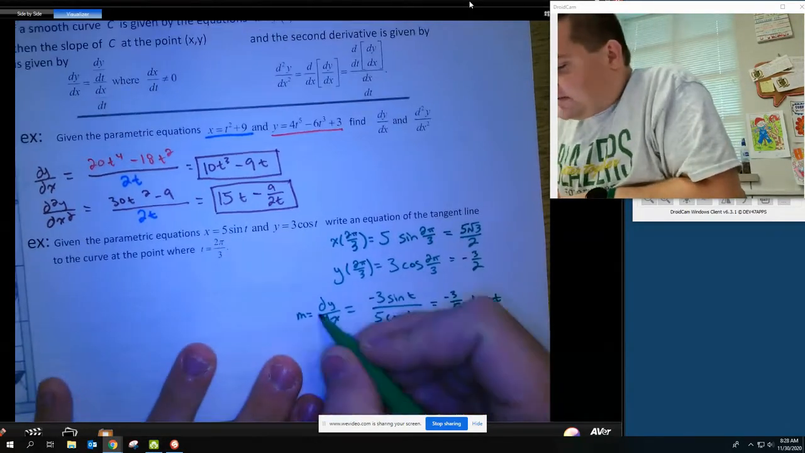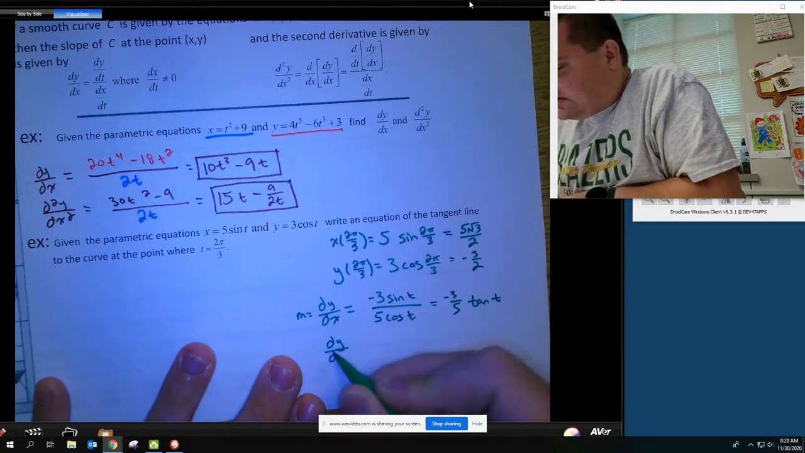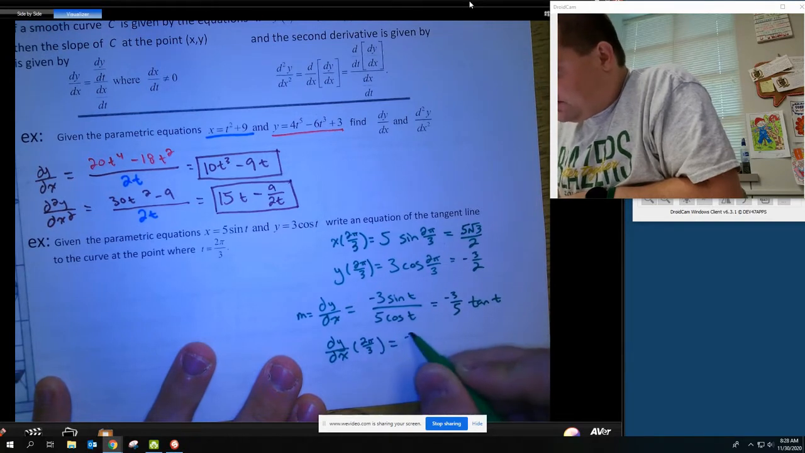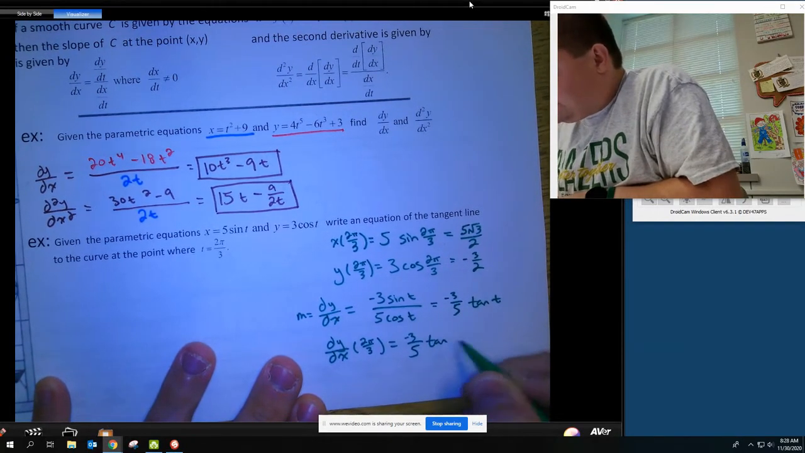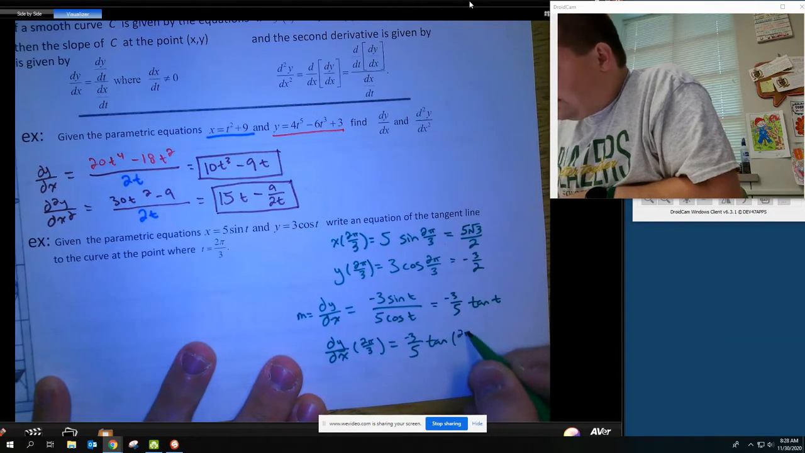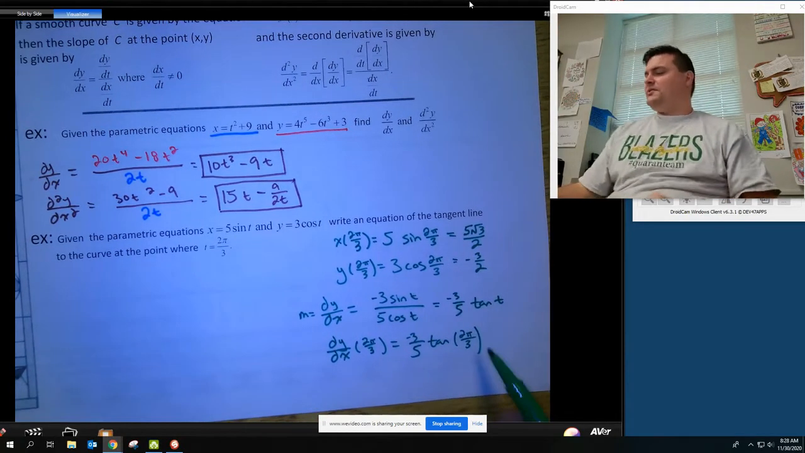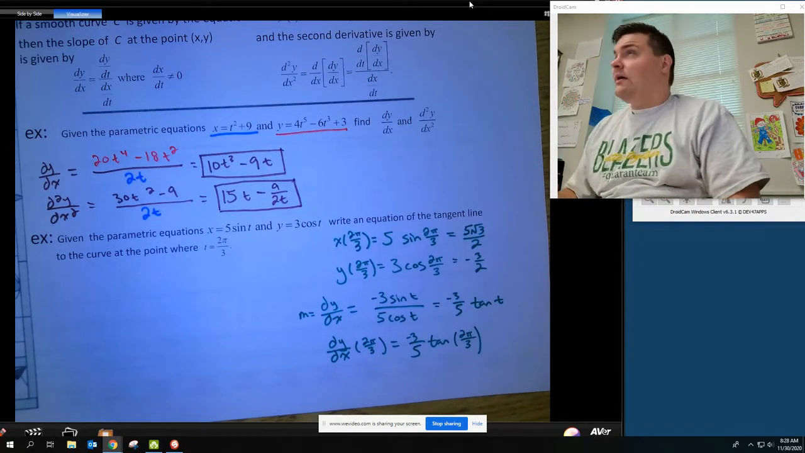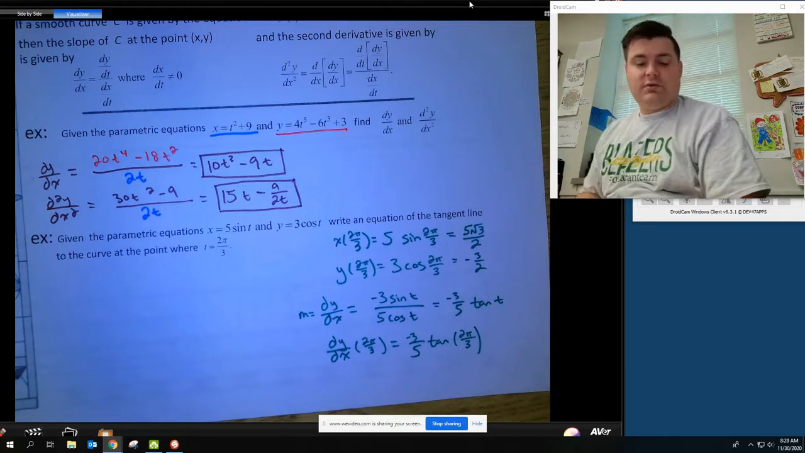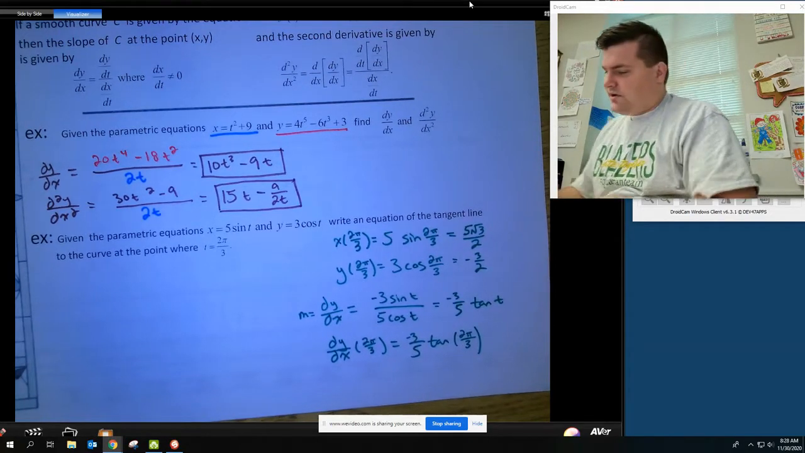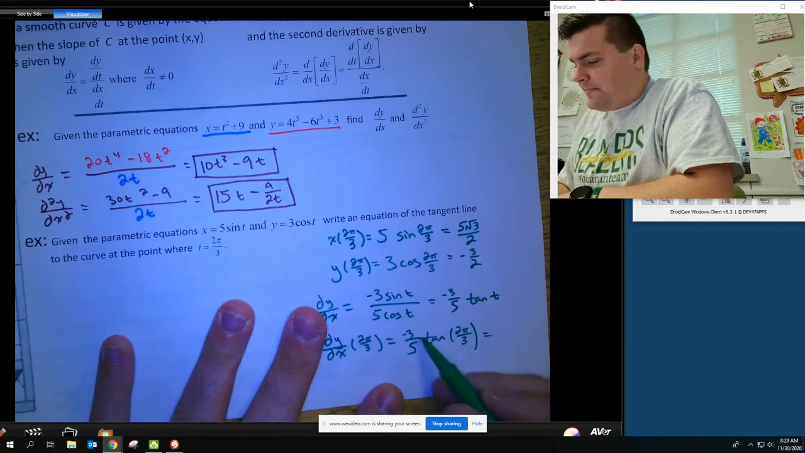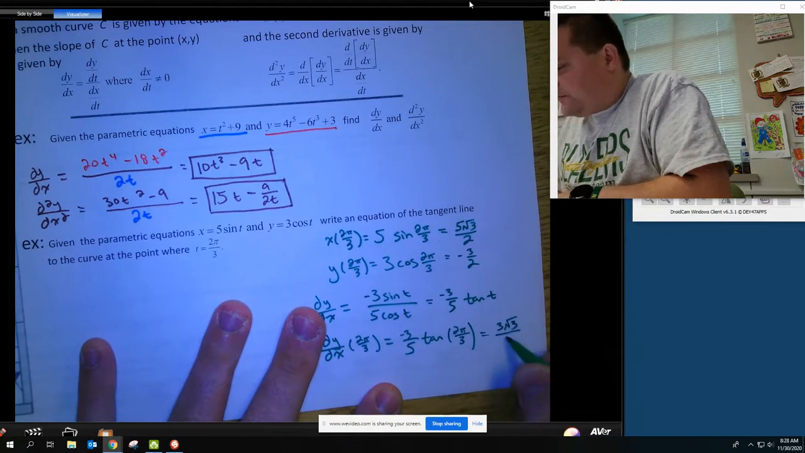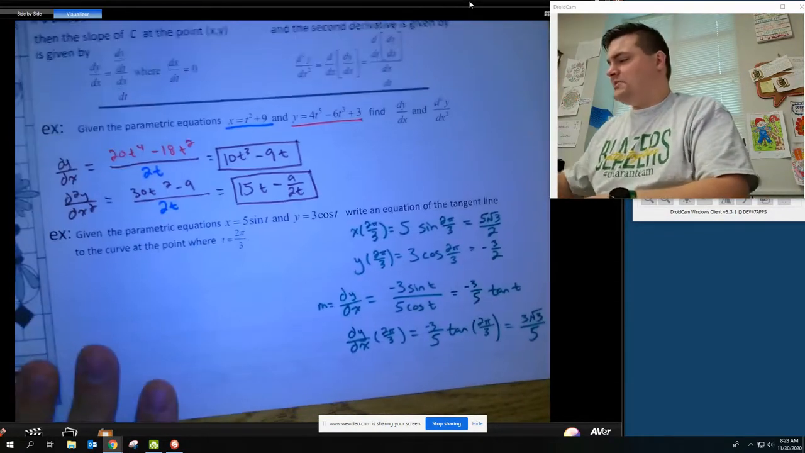So now to find the slope, dy dx at 2 pi over 3, I'm going to get negative 3/5 times tangent of 2 pi over 3. Second quadrant here, so tangent is going to end up being negative. This should be negative root 3. So the negatives are going to cancel out, and you're going to end up getting 3 root 3 over 5. Just plug all this stuff in now.